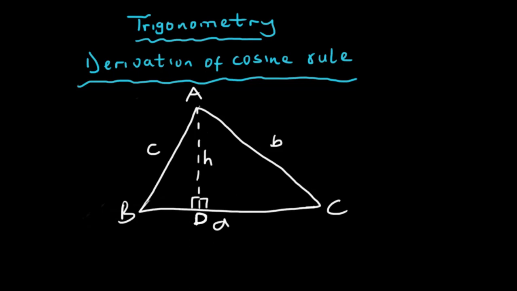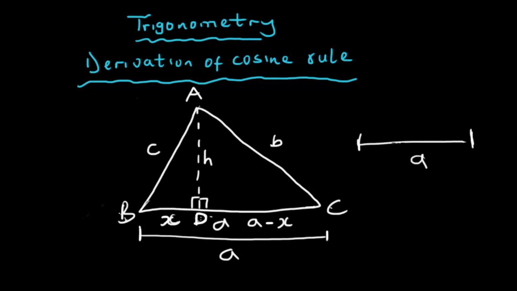Can you see? Now, if I have this capital D, I know that from here to here is a. I can label BD, this place, as x. What that means is that if BD is x, then DC would be a minus x. Does that make sense? If I know from here to here to be a, and from here to here to be x, it means from here to here will be the full length, which is a minus x. Does this make sense?